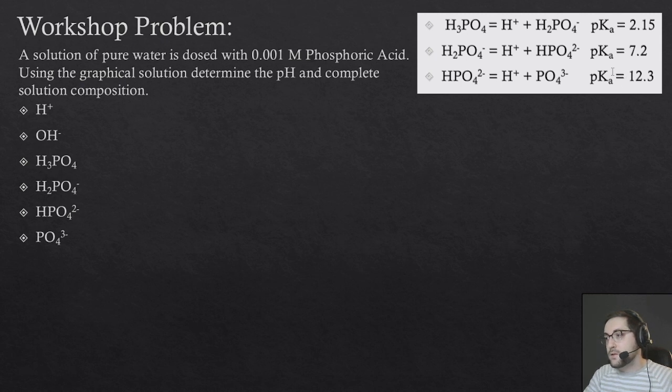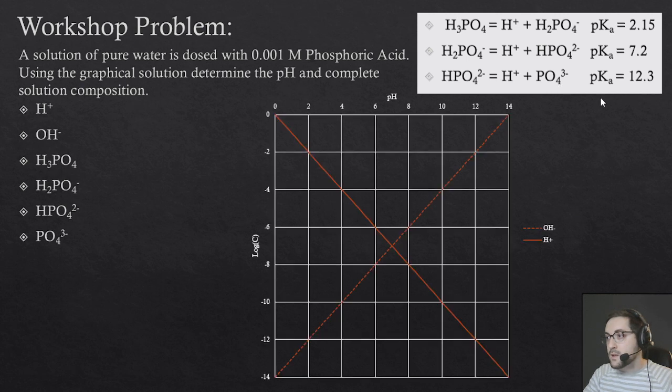These pKa values exist for all acids. You can look them up in a textbook or just online. They're available anywhere. You're going to need pKa's to solve any acid-base problem. So definitely going to want the pKa first. That's one of the first steps. So we know our equations now. We've got our pKa's. We've got all our species. So next step is to just set up our graph.